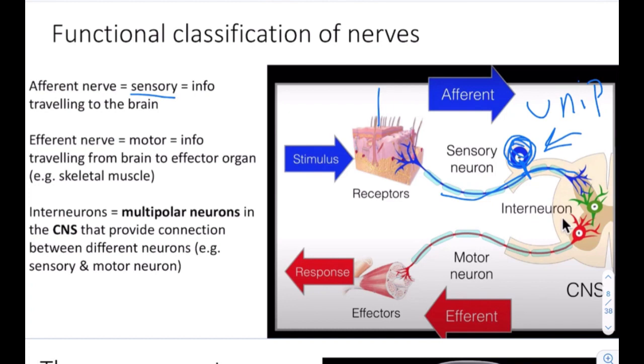Then we have the efferent nerve, or the motor nerve. This is when information travels from the brain to an effector organ. So, for example, let's say you decide you want to move your hand. This information goes from the brain, and then to the spinal cord, and then to the motor neuron, or the efferent nerve, to the effector organ. In this case, for example, your skeletal muscle, and then you move your hand or whatever muscle you want to move.